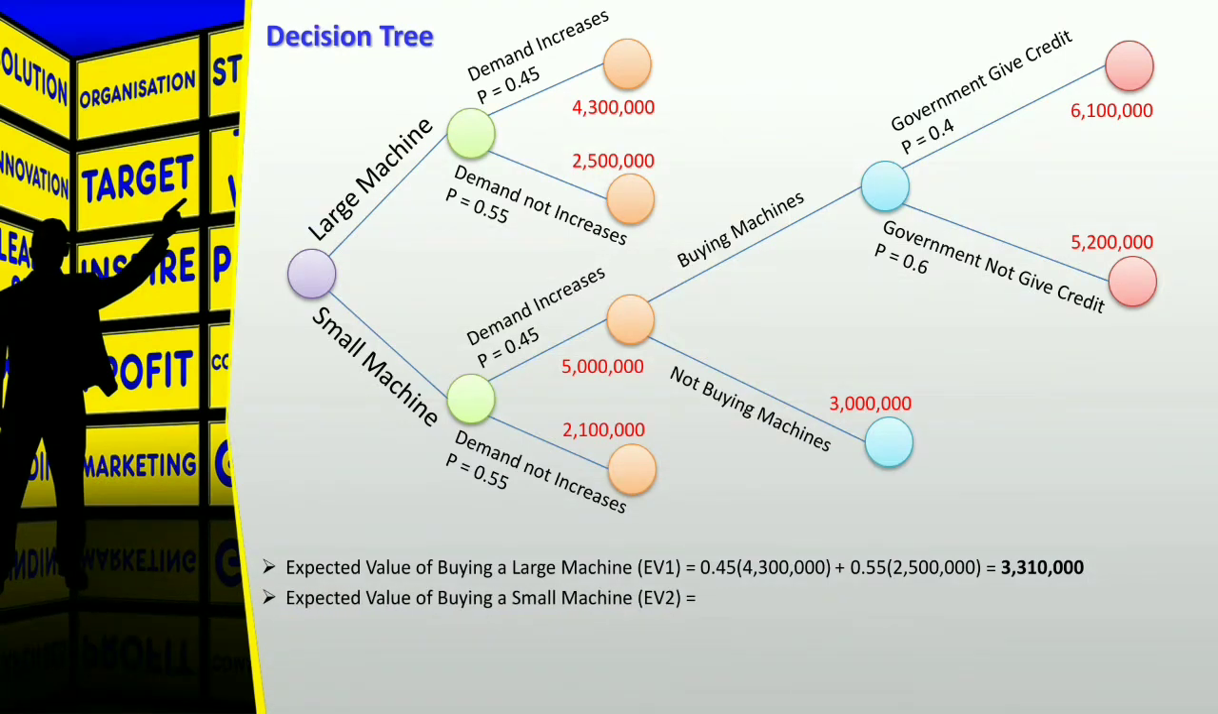Okay, next is the expected value of buying a small machine equals 0.45 multiplied by 5 million plus an unknown value. To get this unknown value, we must calculate the expected value of buying a new machine in the second year. And this is the calculation.